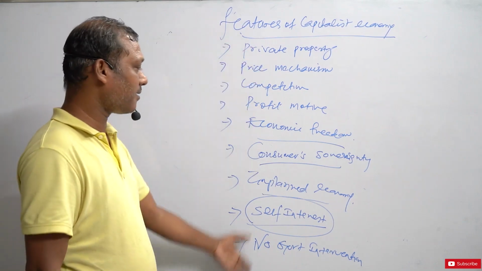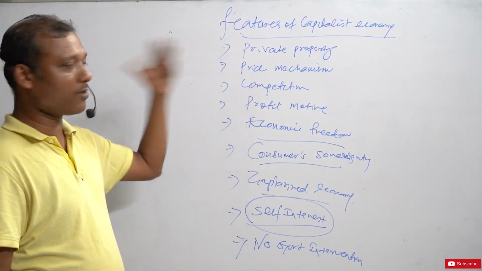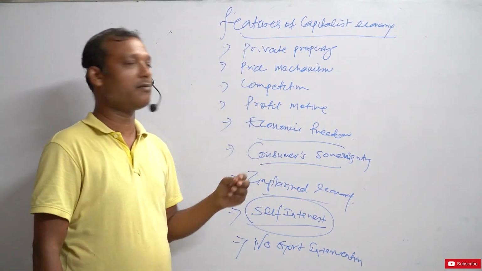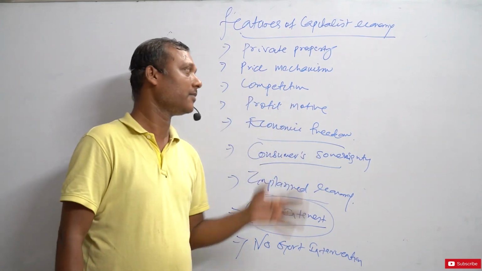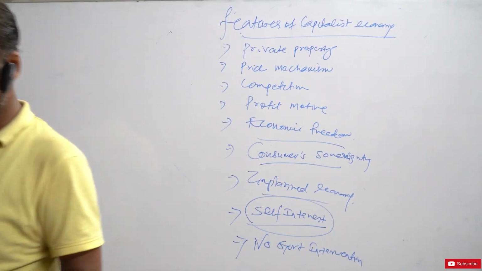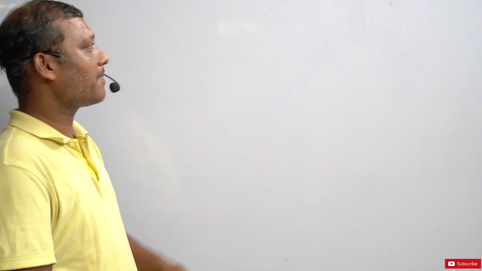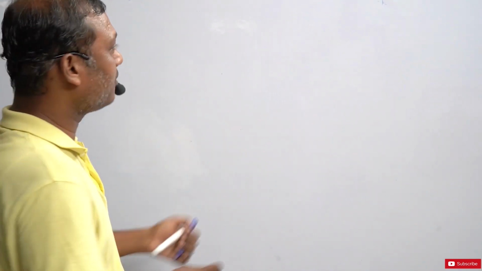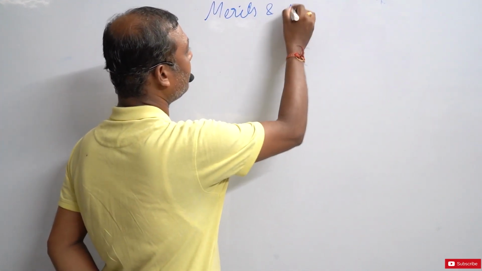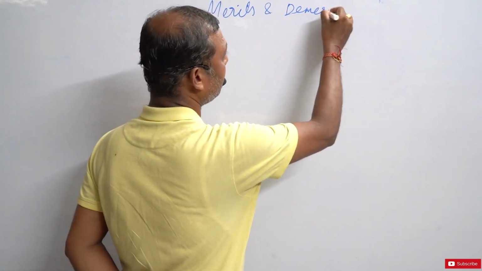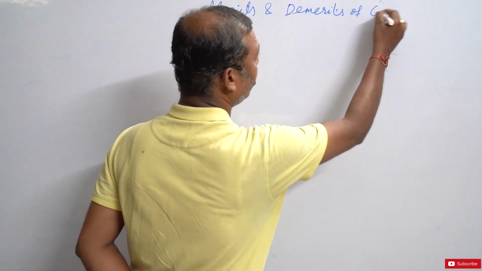So to supplement the question, we can add some advantages and disadvantages of the capitalist economy. So we have almost discussed the features of the capitalist system. Now we will discuss the last part of our capitalist economy topic, that is the merits and demerits of the capitalist economy.